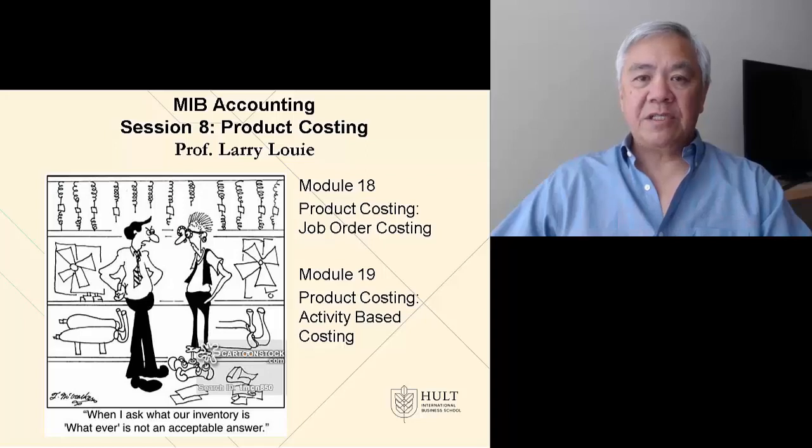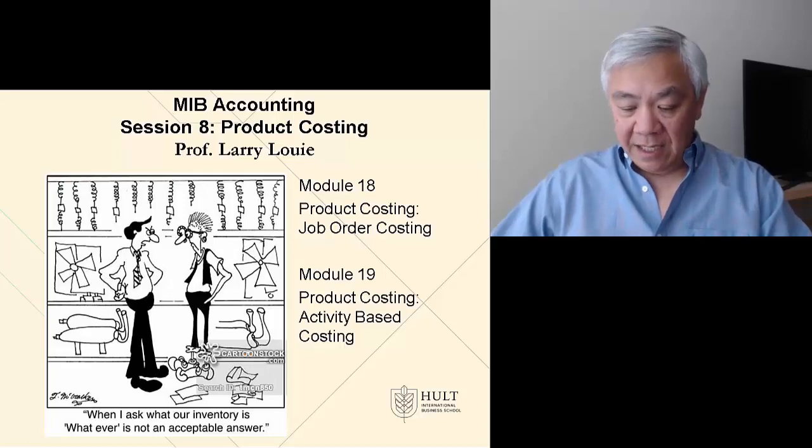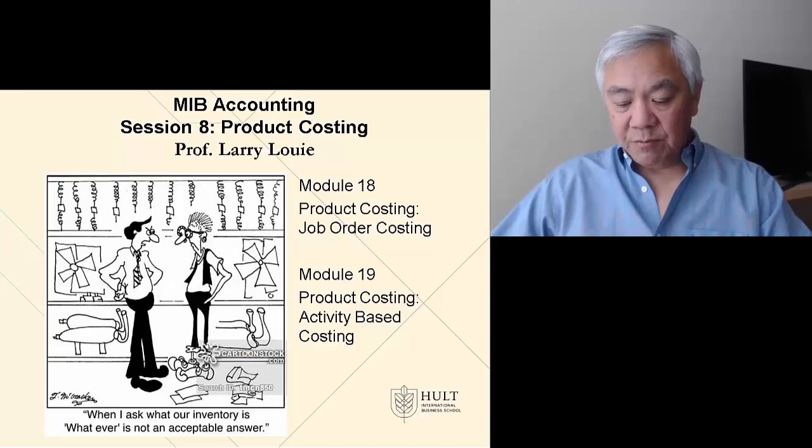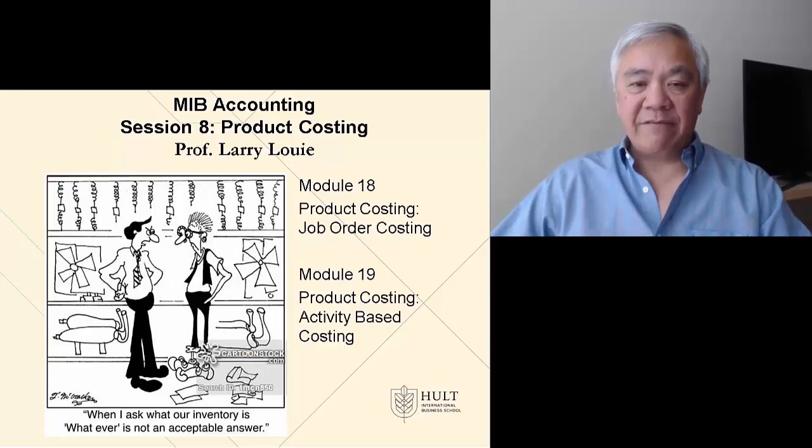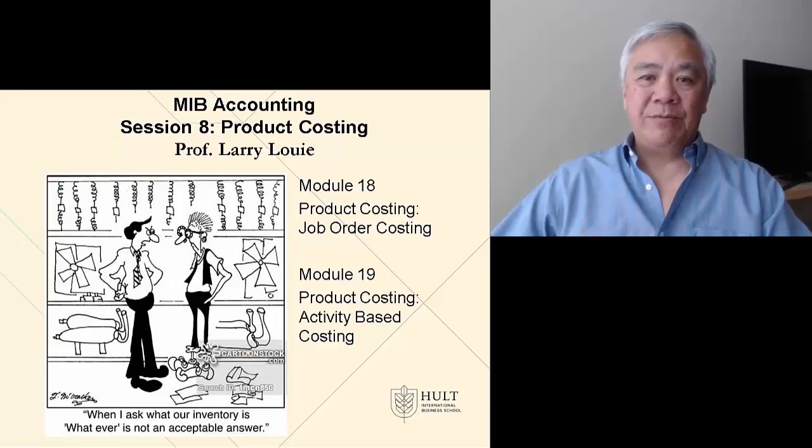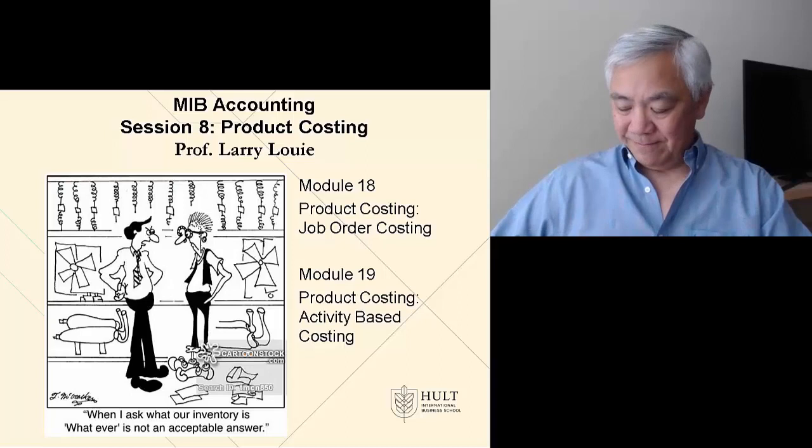We're on session 8, which is on inventory. Specifically, we're going to look at two techniques. One is job order costing, and the other is activity-based costing. The comment is, when I ask you what our inventory is, "whatever" is not an acceptable answer. Well, hopefully after today, you'll be able to do a better job of accounting for inventory than this clerk.